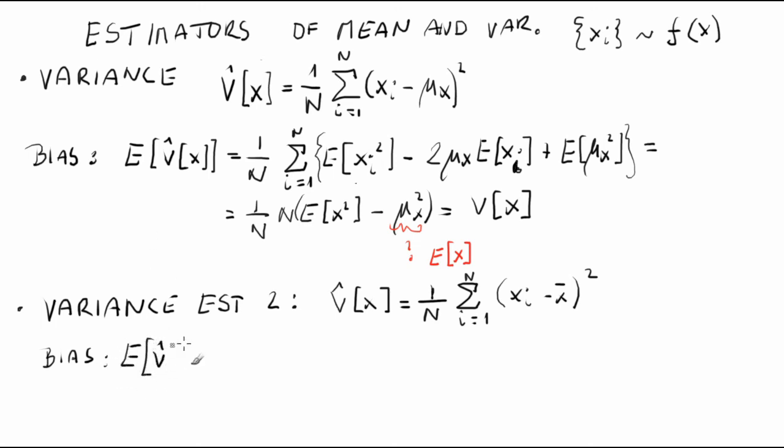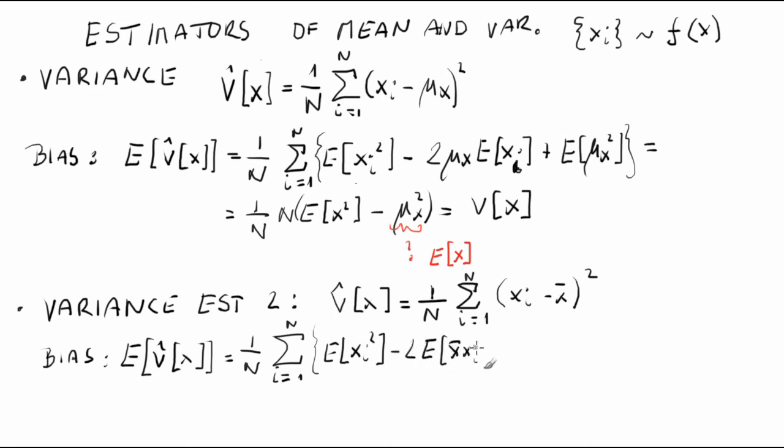The expectation value of the estimator of variance of x equals 1 over n times the sum from i equals 1 to n of the expectation value of xi squared minus 2 times the expectation value of x bar times xi plus the expectation value of x bar squared. This time, the calculation is much more complicated because x bar is not a constant. If we carried this calculation to the very end, we would get n minus 1 over n times the variance of x. All of a sudden, we realized that this estimator is biased.